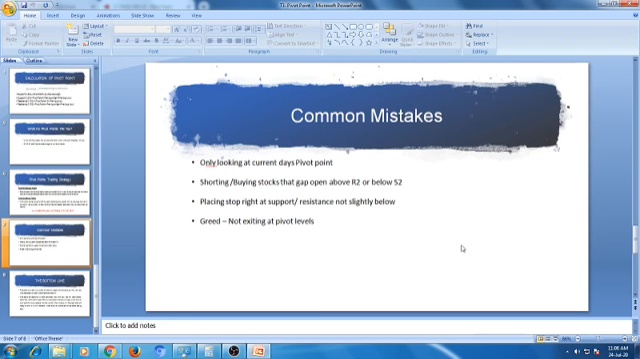The other thing is that when there is a gap up or gap down above R2 or below S2, don't trade only based on pivot point, because as I told earlier, the chances of reaching R3 or S3 are very less. The third one is keeping the stop loss exactly at the support and resistance. You should keep the stop loss slightly below or above the support and resistance level. And greed is the biggest enemy for any trader. Not exiting at the pivot level may lead to the trade going wrong.